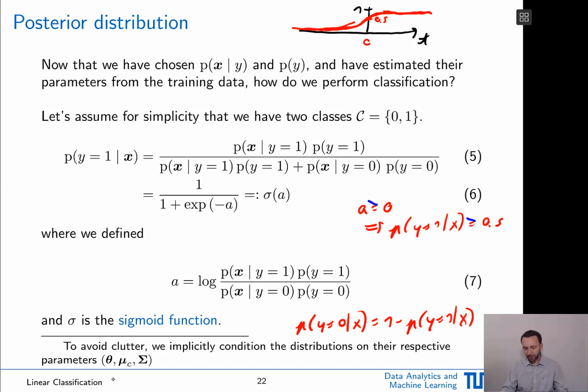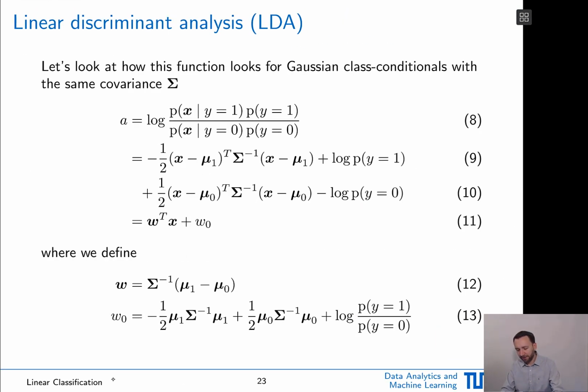Okay? Good. And most importantly, of course, if A equals 0, exactly 0, then of course the probability is 0.5, meaning class 1 has 50% and class 0 has 50%. So both classes have the same probability, so we are undecided, so to say, meaning this is the decision boundary. So A equals 0 is exactly the decision boundary.